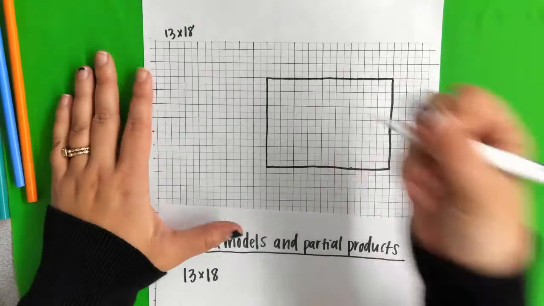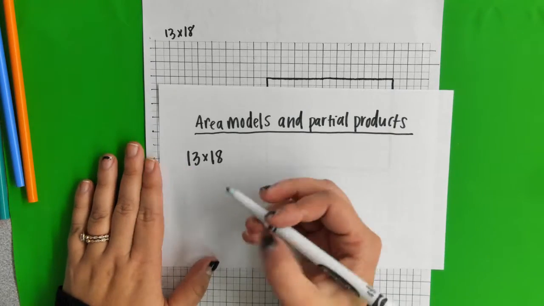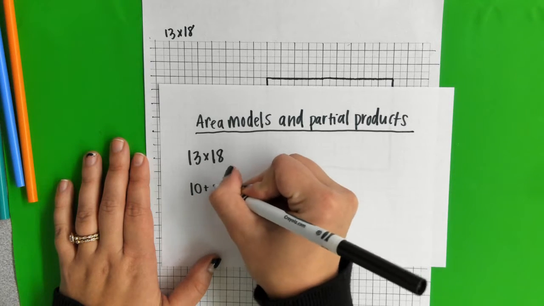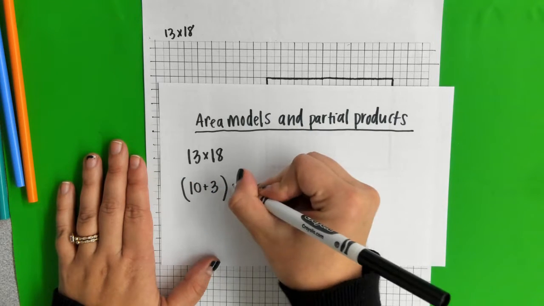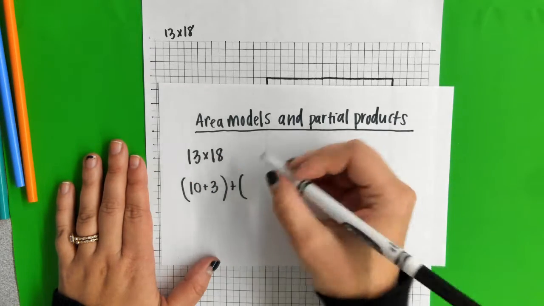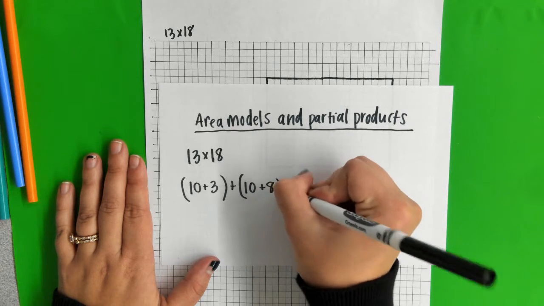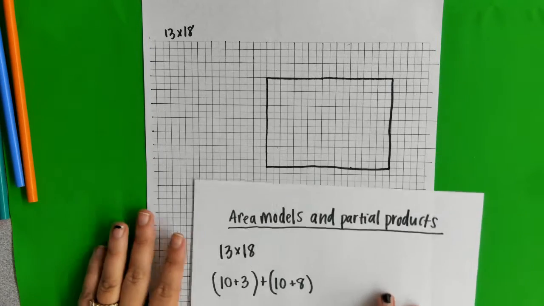So we have 13 by 18, and last week we just broke apart one of our numbers. This week let's try to break apart both of our numbers. So 13 in expanded form we know is 10 plus 3 ones. We would do the same with our 18, which would break down into 10 and 8 ones. So let's take this and put it onto our grid paper.